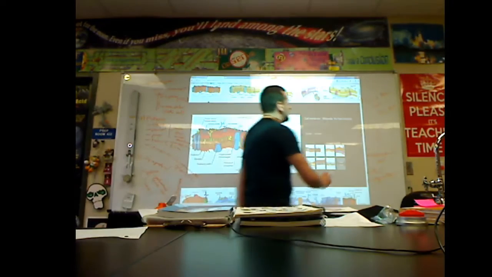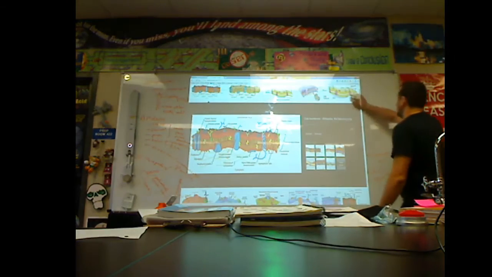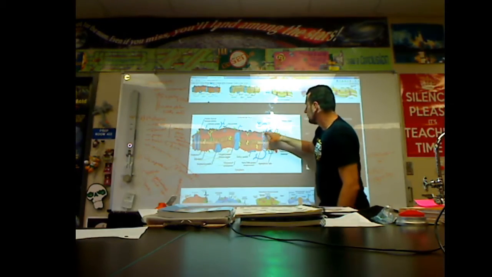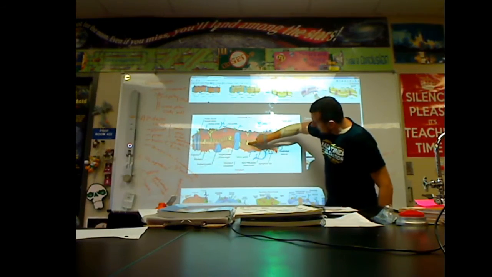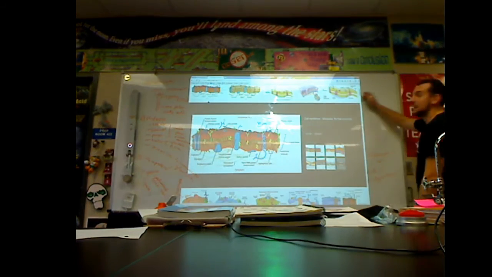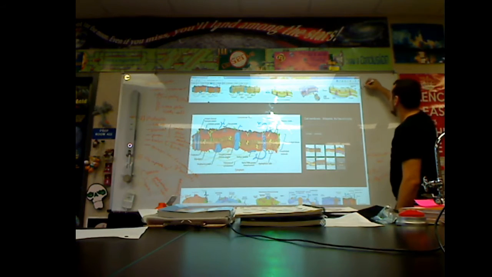And last but not least, the fourth major component. What have we talked about? We already talked about the little tails. We talked about the proteins, the red and the yellow. What's missing? These guys. Anybody know what that is? Yes, Gabby. Cholesterol.